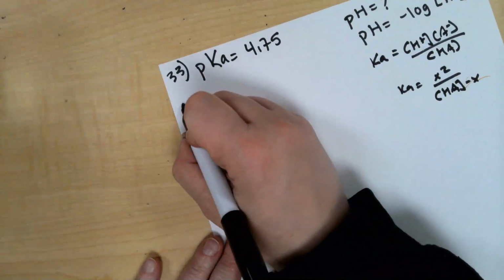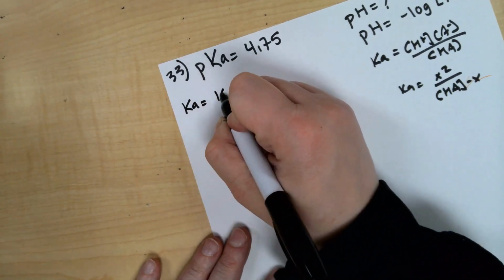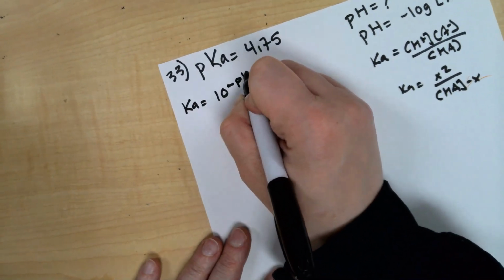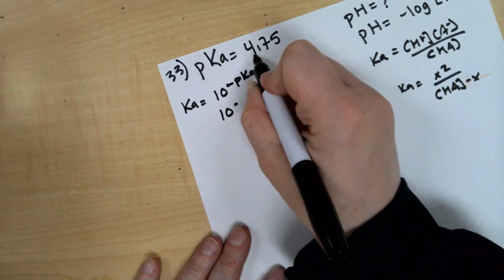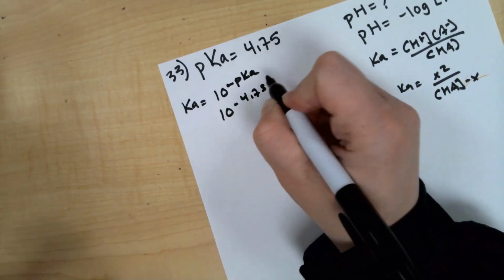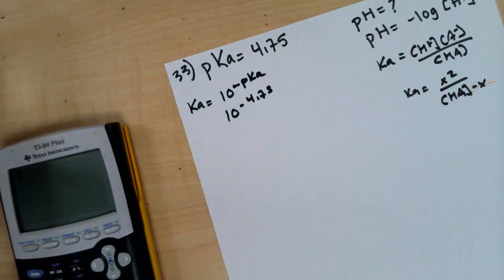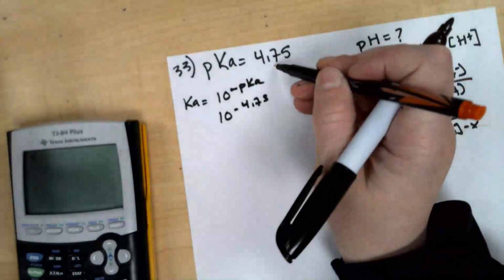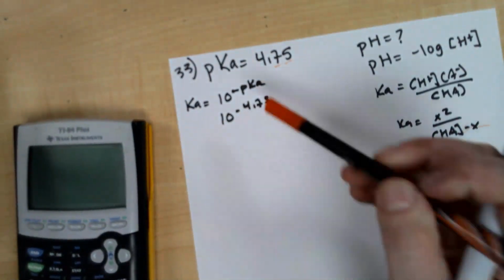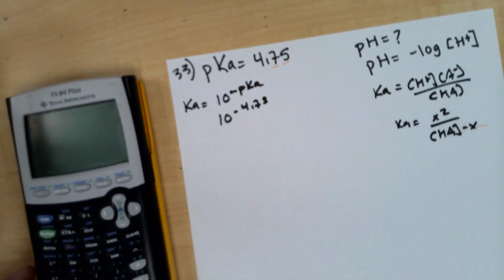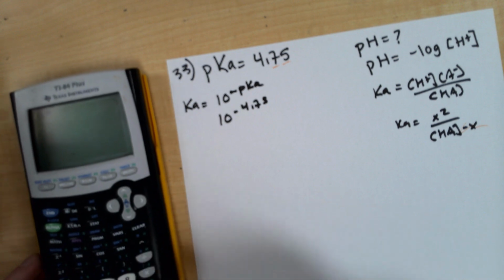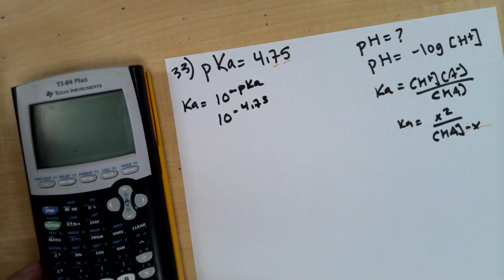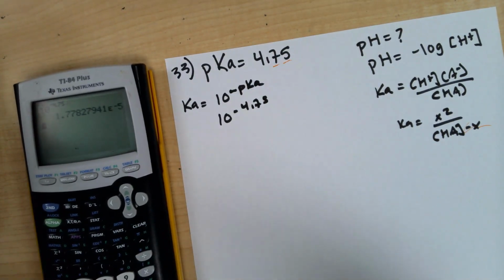So I'm going to find the Ka by doing 10 to the negative pKa. So that's going to be 10 to the negative 4.75. And again, how many sig figs do we have? This was a negative log that we took, so our sig figs are after the decimal, because that 4 is just a placeholder for base 10. So in our calculator, we are going to do 10 to the minus 4.75. We get 2 sig figs only.